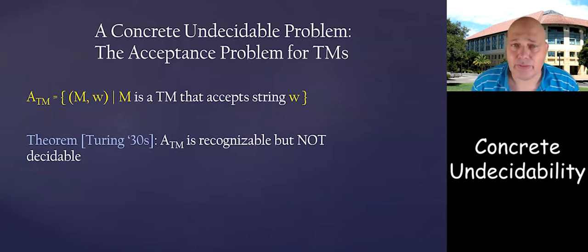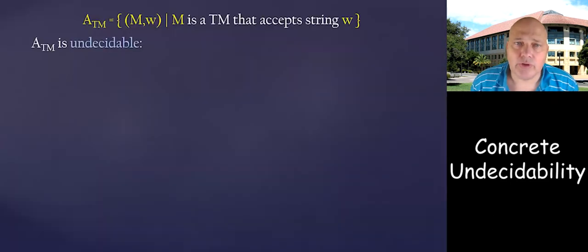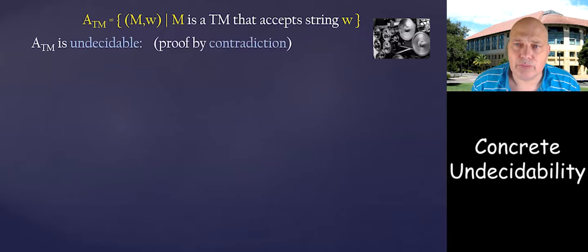So that's the main theorem. As a conclusion, a corollary, we will show that not ATM is not even recognizable. And I'll explain why it is a corollary towards the end of this video. So we're going to see two proofs that ATM is undecidable. The first one is going to be proved by contradiction. And for anybody that gets confused out of proofs of contradictions, we'll also see a constructive proof later on.